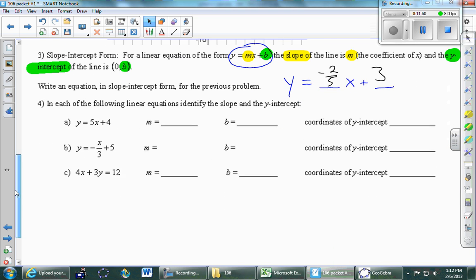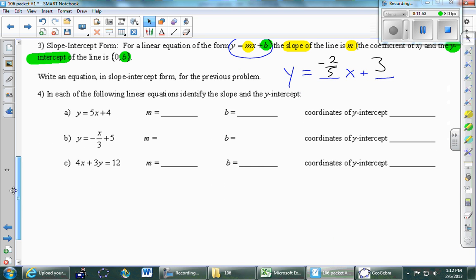Okay, let's take a look at number 4. And we'll go to Sebastian. Okay, so again, our new favorite equation for today is this y equals mx plus b. So y equals 5x plus 4. Do you see the number that's playing the role of m? What is it? m is the 5. m is always the number touching the x. What is the b? It's 4.